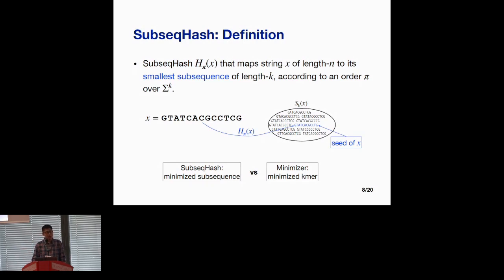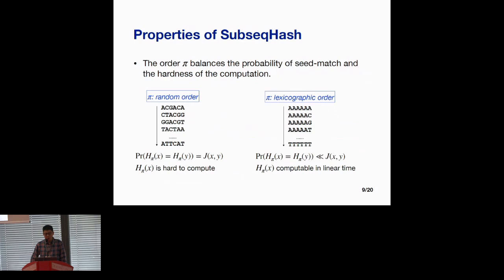So one question: how to calculate subseq hash? How to find the smallest subsequence? By definition, of course, we can enumerate all the subsequences and then pick the smallest one according to the order, but this certainly takes exponential time because the number of subsequences grows exponentially. To find a better solution, let's dig into the properties of subseq hash.